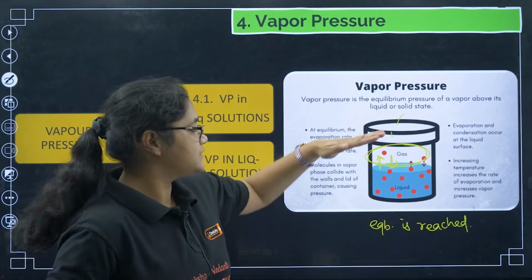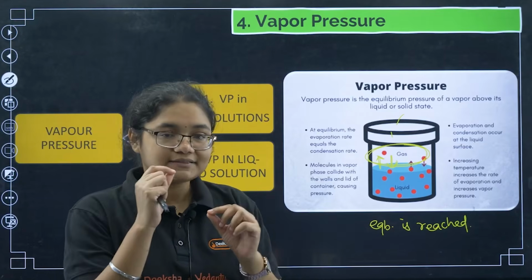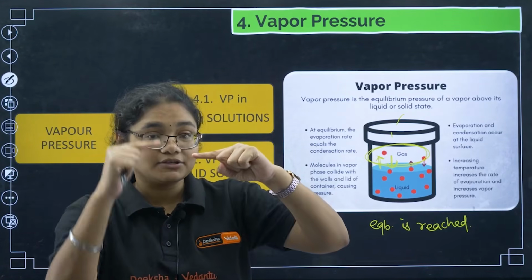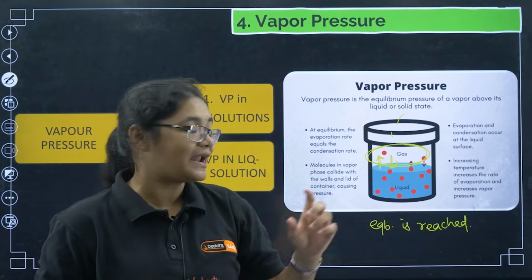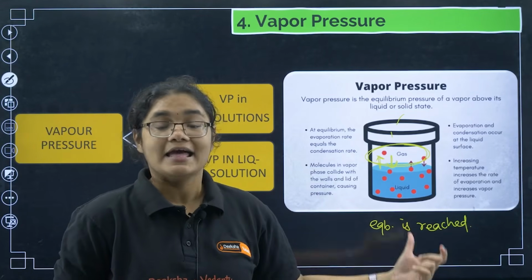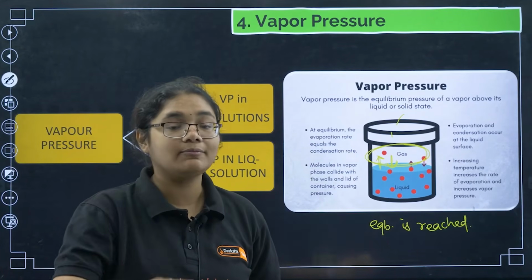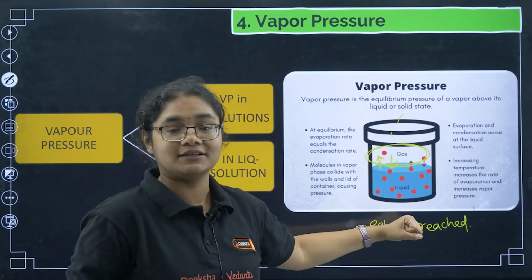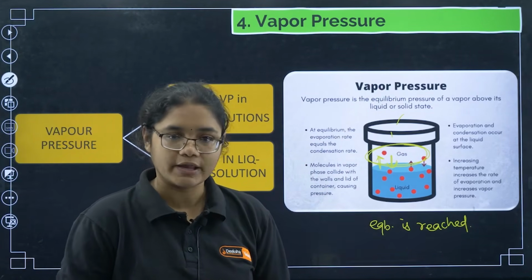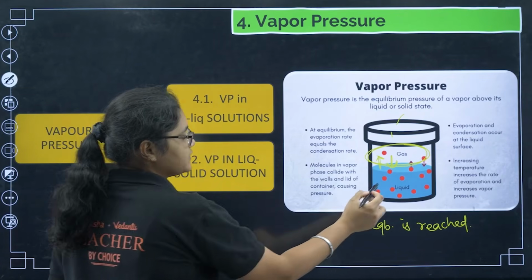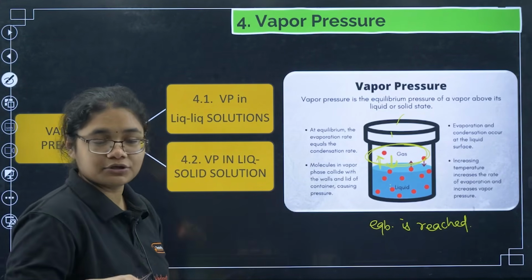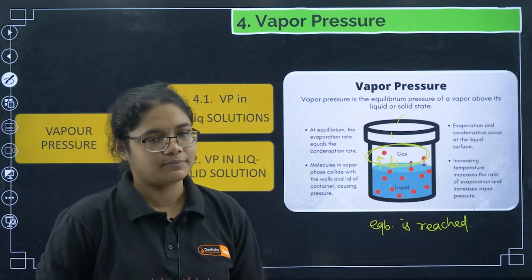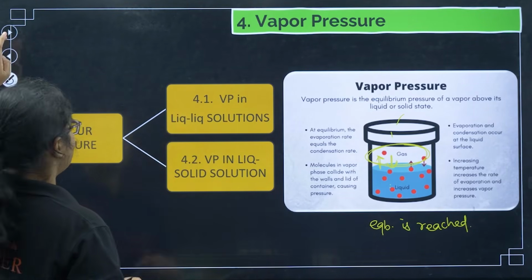The first condition is that the container should be closed. There is evaporation happening, there is condensation happening. When the rate of evaporation and rate of condensation are equal, equilibrium is attained, and at this point the pressure exerted by these vapors on the liquid surface is called vapor pressure. Now we will study vapor pressure: if the solution is a liquid solution, what will be the vapor pressure? That we will discuss in the next section.